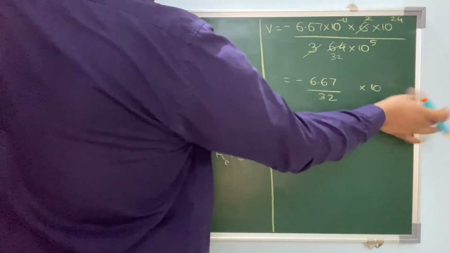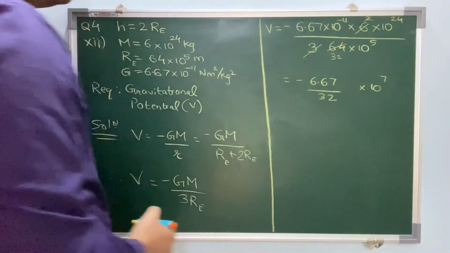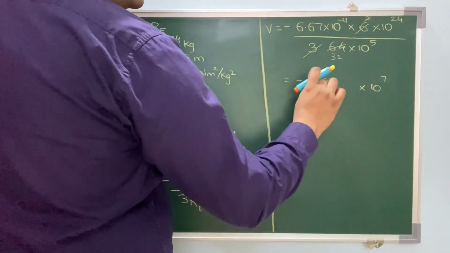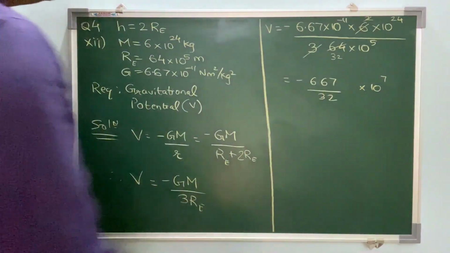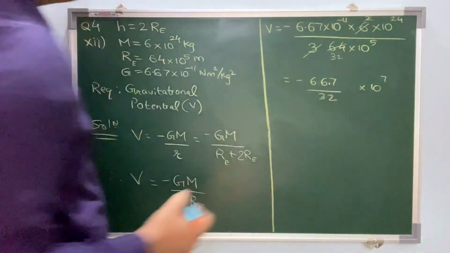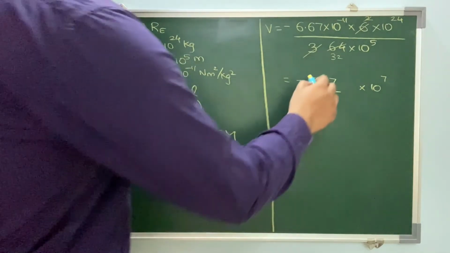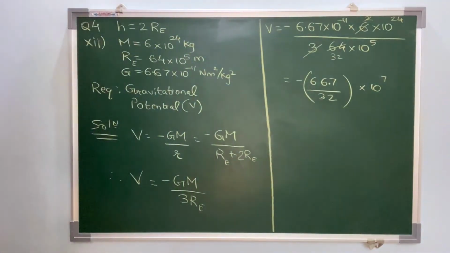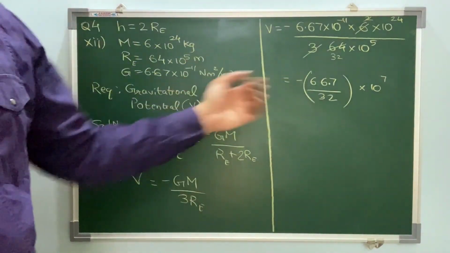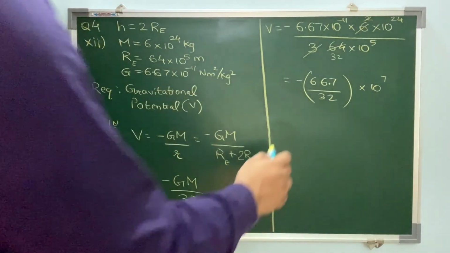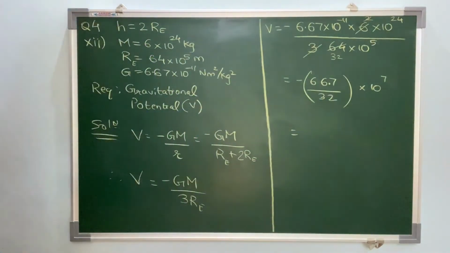So let's borrow a 10 from here. So let's write it as 6.67 into 10. So when I write it as 6.67 into 10, it will become 66.7. So I have 66.7 into 10 raised to 6. And now I can do a simple log calculation. Keep the minus sign outside, keep the 10 raised to the power outside. Do a simple log calculation and you should be getting the answer.